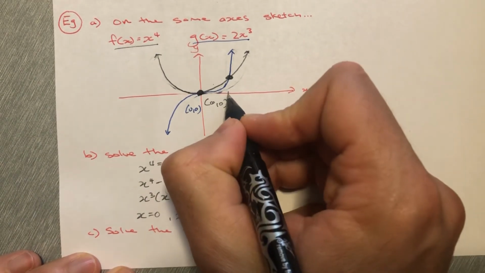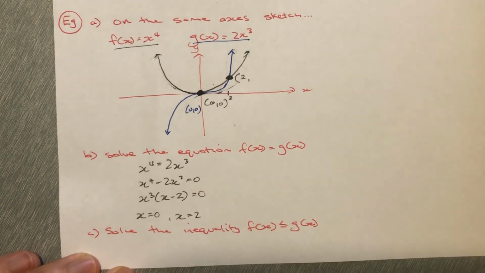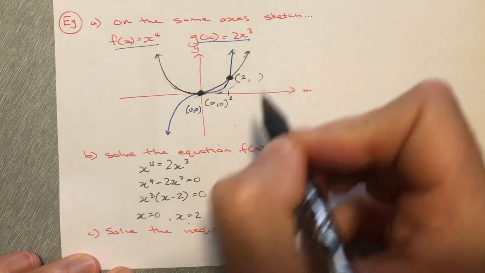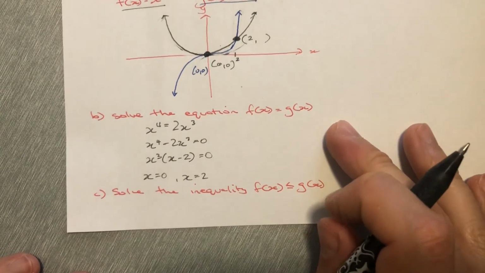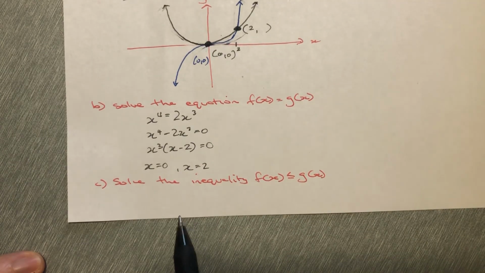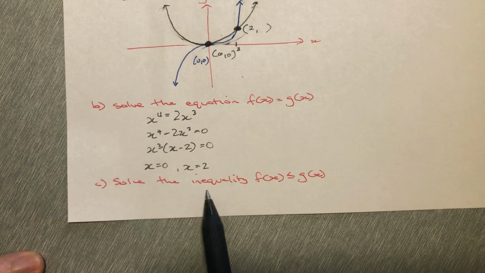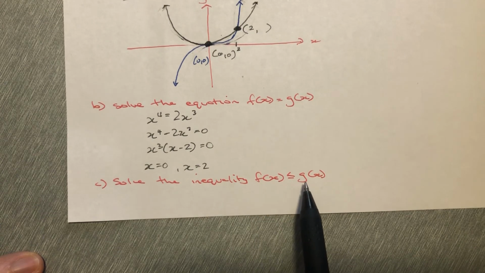Okay, so that means the x value there is 2. So if we had a coordinate, we'd have x being 2 there. I don't know exactly what the y value is. They haven't asked us to find it. I'm not going to find it. Now, this next part, we did inequalities not too long ago. It says solve the inequality f of x is less than or equal to g of x.